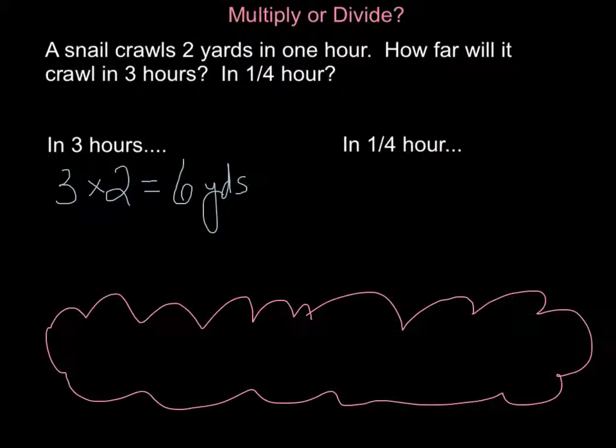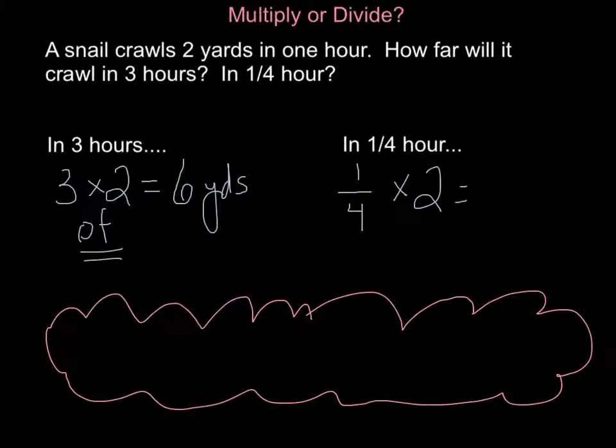And then we see, what if it had never said 3 hours, though? What if it had said, how far will it travel in 1/4 of an hour? That's where we might get a little bit confused. But remember, here we talked about 3 groups of 2. Well, here, a 1/4 of an hour is the same kind of situation. Instead of 3 groups of 2, it's 1/4 of 2 that we're dealing with.